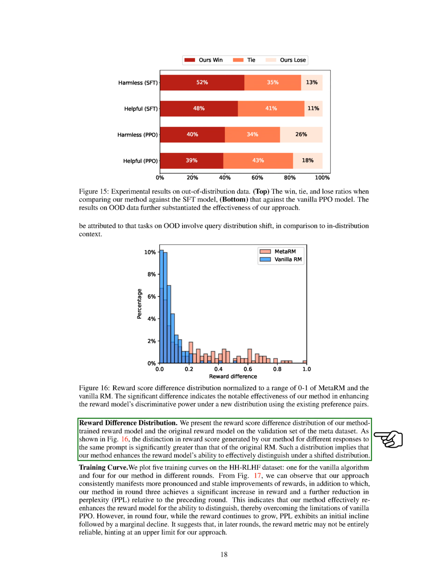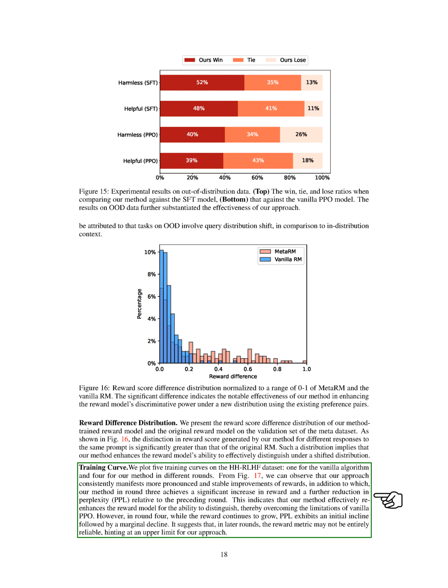We also compared the reward score difference distribution of our method-trained reward model and the original reward model on the validation set of the metadataset. Our method generated a significantly greater reward score difference for different responses to the same prompt than the original RM. This suggests that our method improves the reward model's ability to distinguish under a shifted distribution.